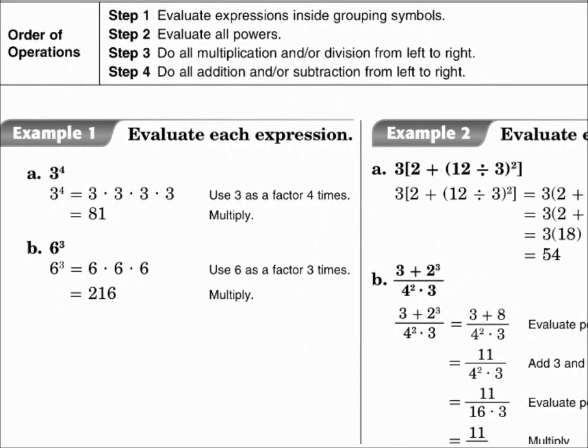Step 1 is evaluate expressions inside grouping symbols, like fraction bars, brackets, especially parentheses. Notice parentheses begins with P, remember that. Step 2 is evaluate all powers. Those would be the exponents. Exponents begins with E. Step 3, do multiplication and division left to right, which means sometimes you would divide before you multiply. Just do them together, left to right. Step 4 is add and subtract left to right. Sometimes you might subtract before you add.